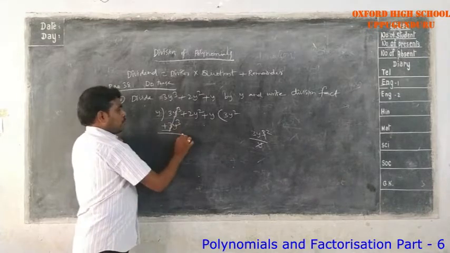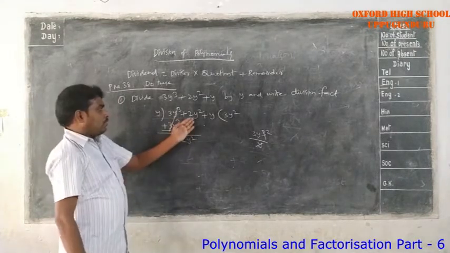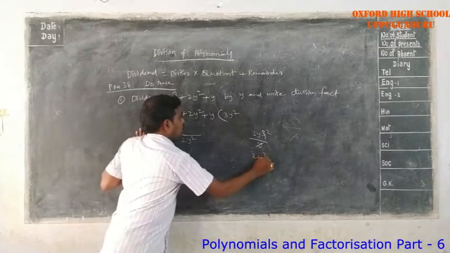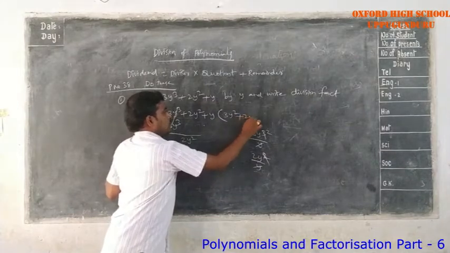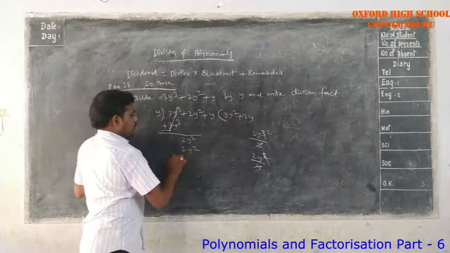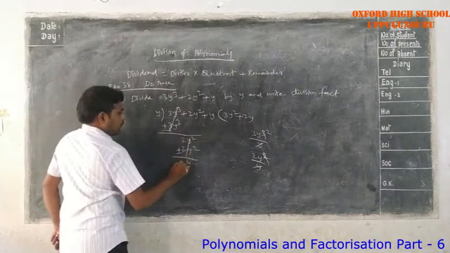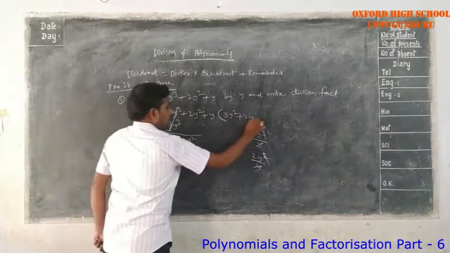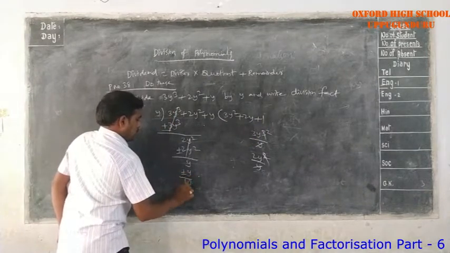Next, the first term of the dividend is 2y square. Again you have to divide the first term of the dividend by the first term of the divisor. 2y square by y, you will get 2y. Plus 2y, you will get 2y square, plus minus gets cancelled. Next y, dividing this term with y, you will get 1, so plus 1, you will get y, plus becomes minus, you will get remainder 0.